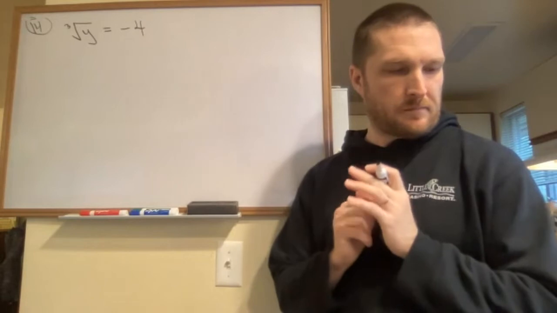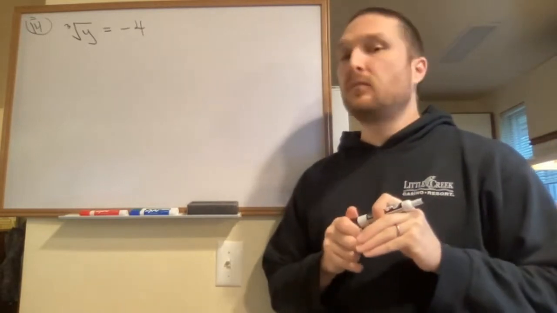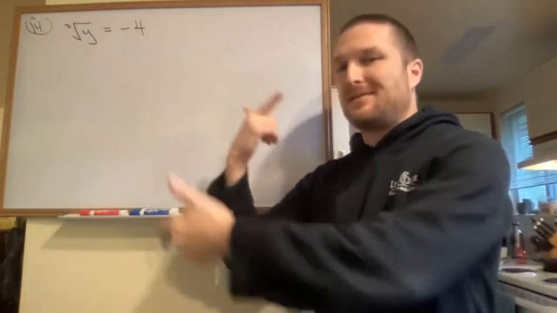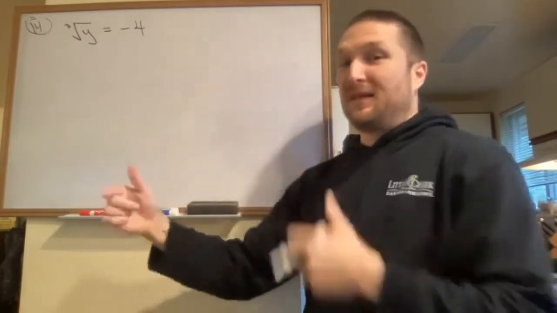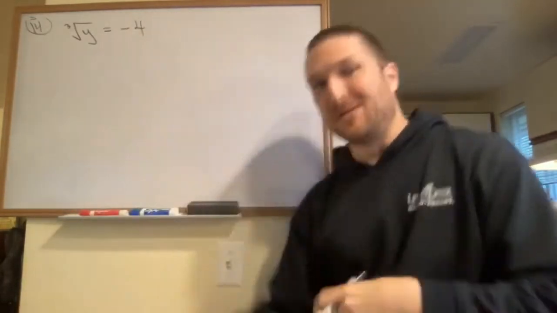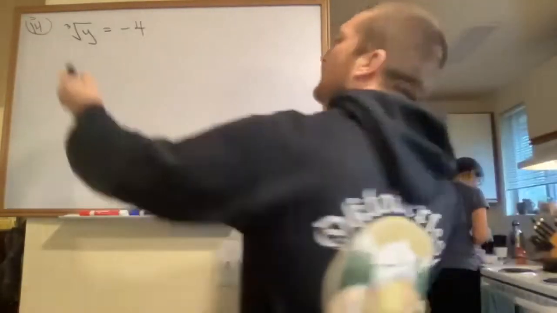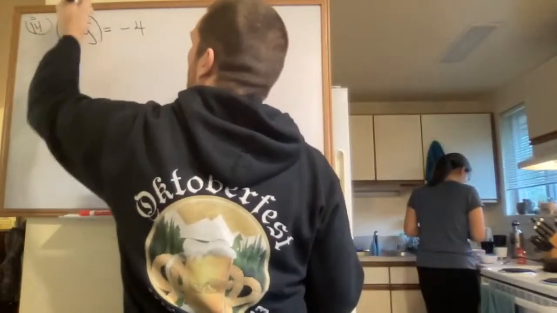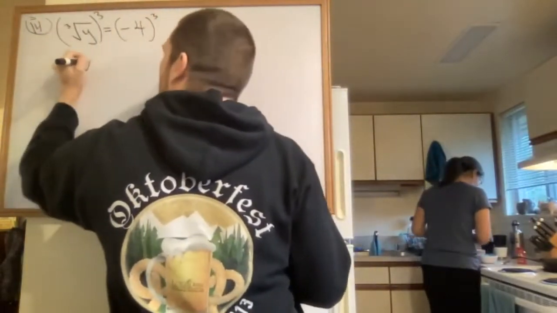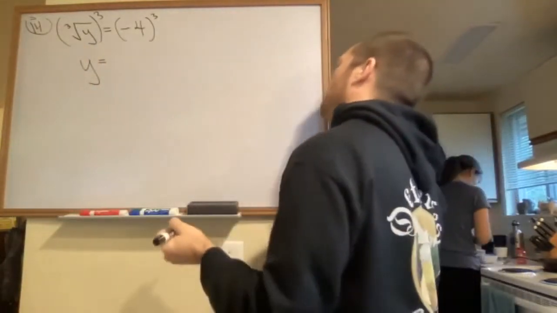Cube them both. We cube them both, right? Because cube root means it's the opposite of cubing. And so if it were y times 2, we would undo it by divide by 2. This is y, the cube root of y. So the way to undo cube root is to cube it. And so we're going to cube both sides. That's the thing that makes y pop out. What is -4 cubed? -64.